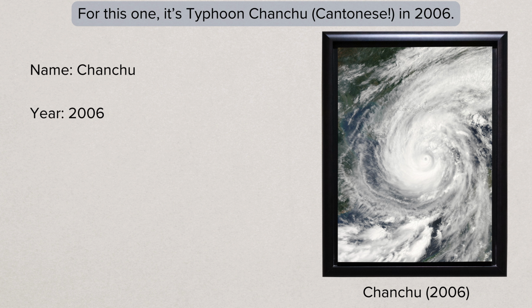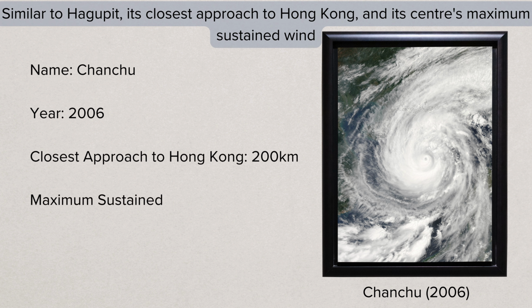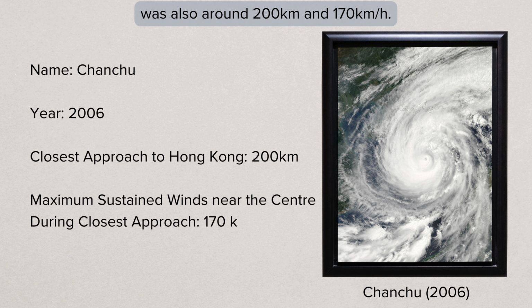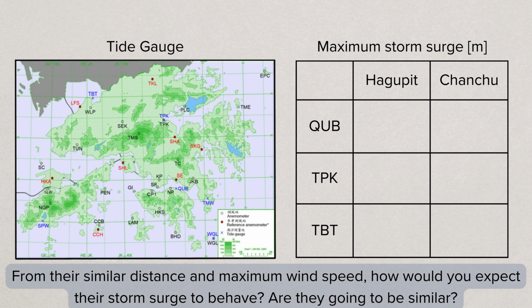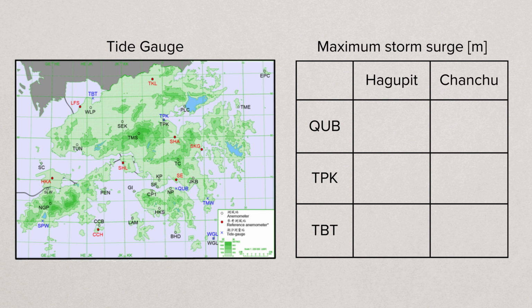For this one, it's Typhoon Zhengzhu in 2006. Similar to Hagupit, its closest approach to Hong Kong and its center's maximum sustained wind were also around 200 km and 170 km per hour. From their similar distance and maximum wind speed, how would you expect their storm surge to behave? Are they going to be similar?